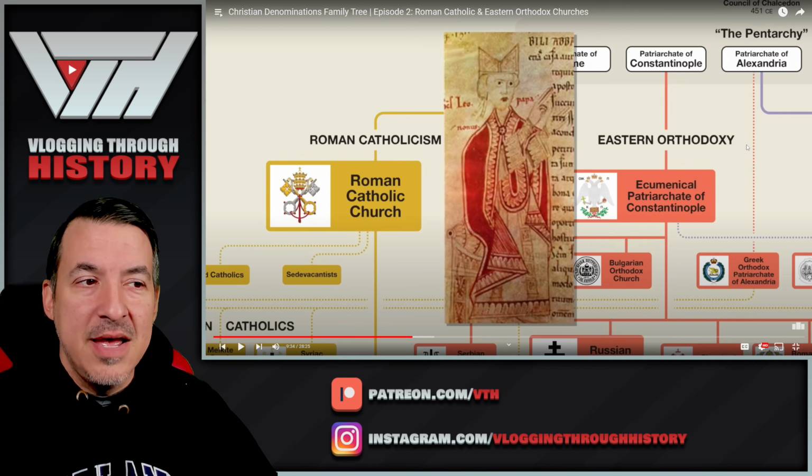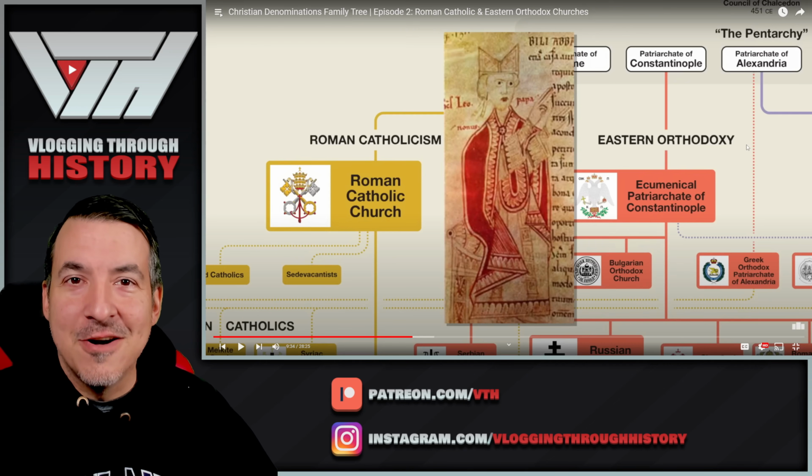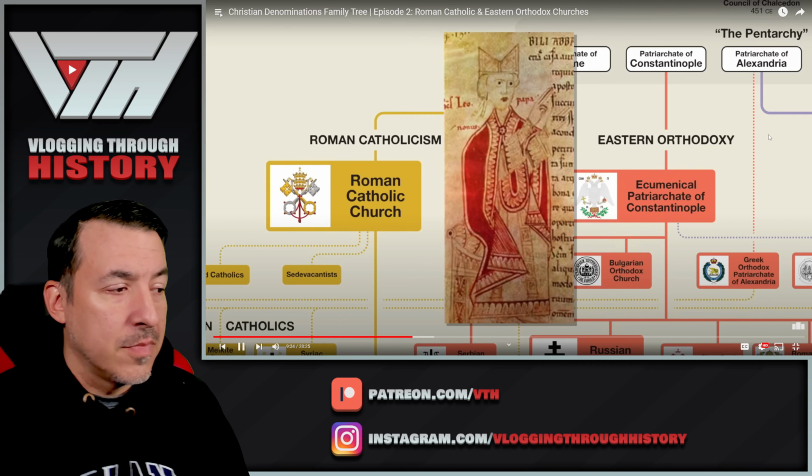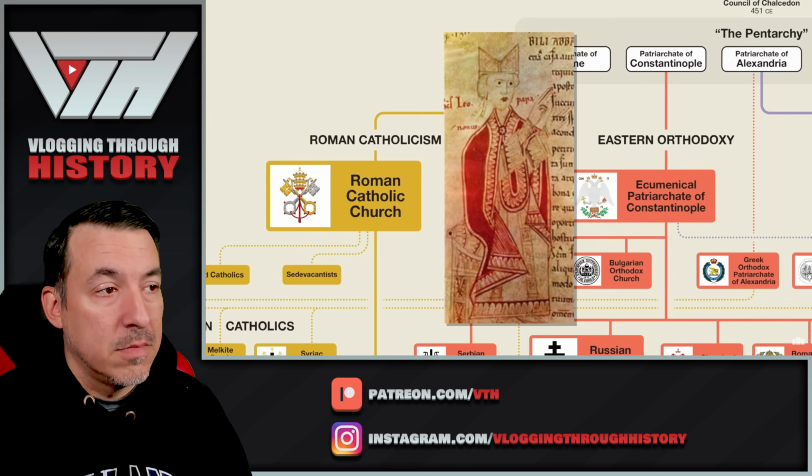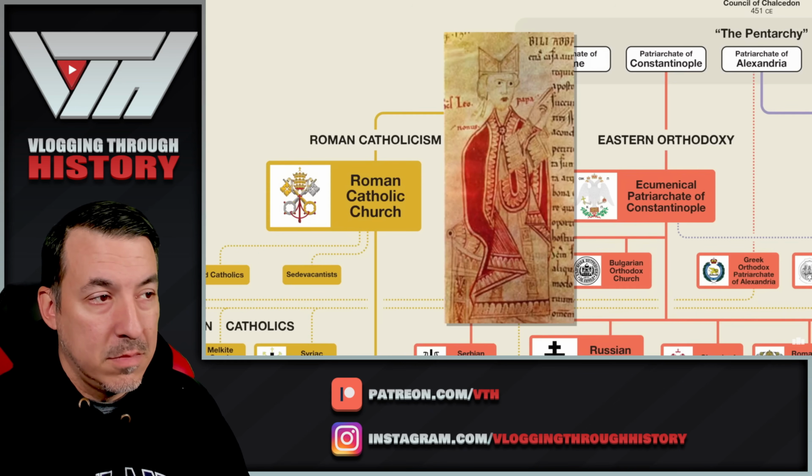He is the successor to Peter and has that same role as leader, as head of the church. In other words, he held a special place of honor, but in practical terms, he held no more power than the Patriarch of Constantinople. However, according to Rome, the Pope did have actual authority over the entire church.